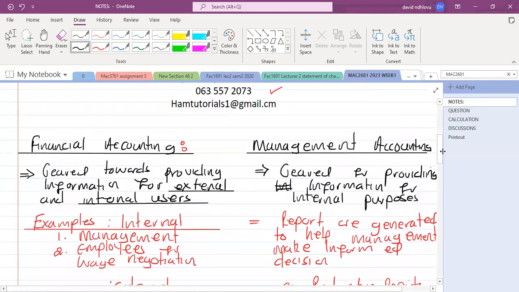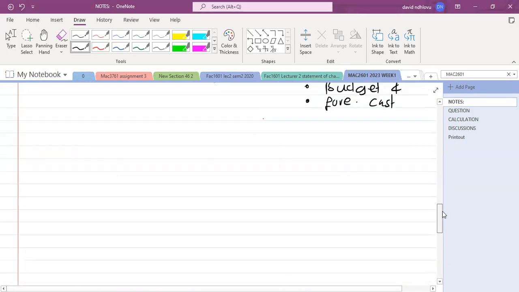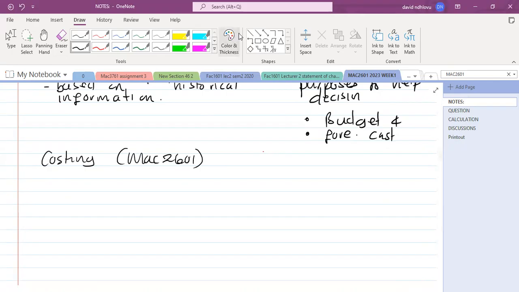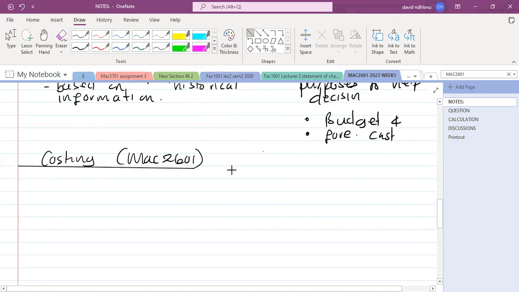So what you do, if you go to your study guide, I hope they give you the same study guide that you were having last time when they were doing exams. The first 2, 3, 4 pages just explain the differences between financial accounting and management accounting. You can augment the information that I've given you with that. I want to concentrate on costing. In MAC 2601 now, I've just highlighted 1 or 2 differences between the two disciplines.